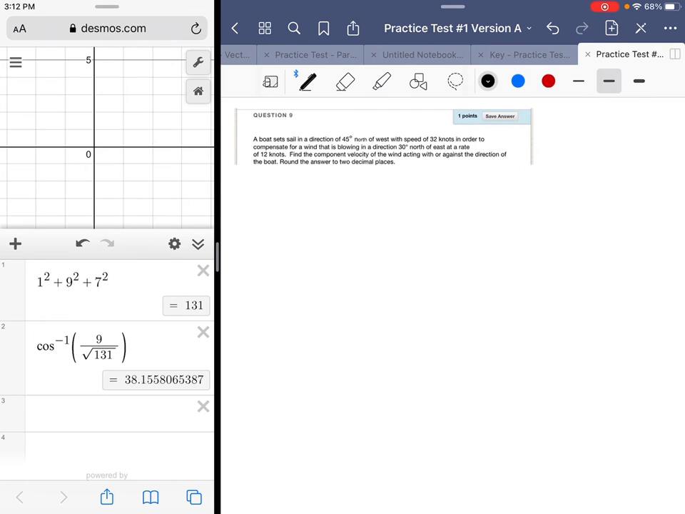So last but not least is the word problem. A boat sets sail in direction 45 degrees north of west with a speed of 32 knots in order to compensate for wind that's blowing in a direction of 30 degrees north of east at a rate of 12 knots. Find the component velocity of the wind acting with or against the direction of the boat. And then round that to the nearest 2 decimal places.